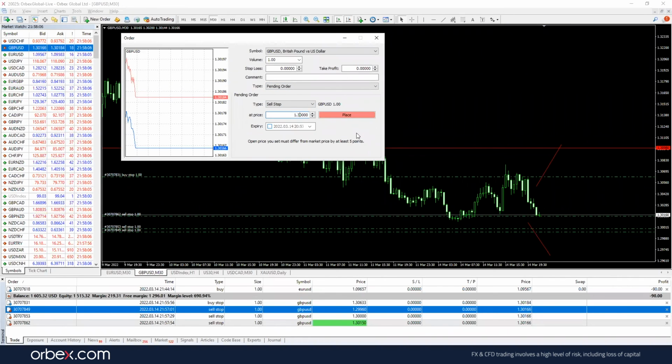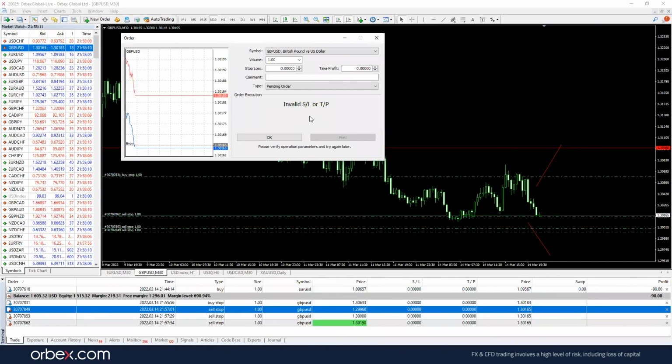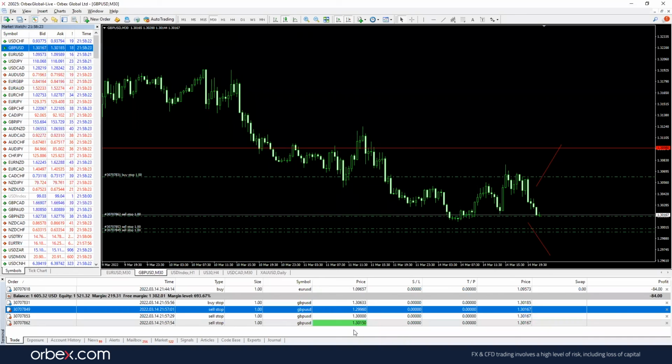So 1.30166. As you can see, because it's very close to the market price, it's giving me invalid stop loss or take profit. If you get that, it means that you're very close to the price, or you're doing it the wrong way around, which I'll show you in a second. I just want to point out that because my pending order is very close to being hit, my box here has flashed green.